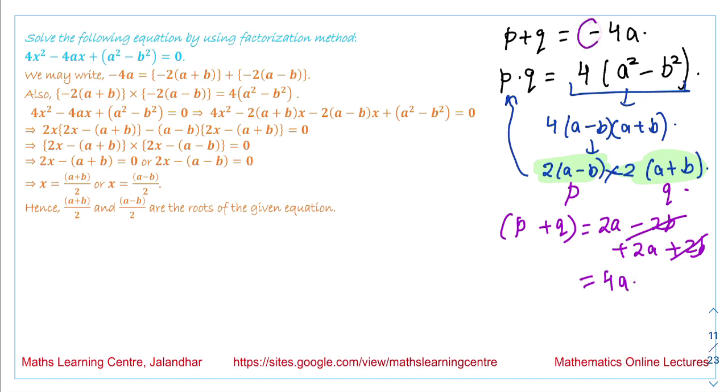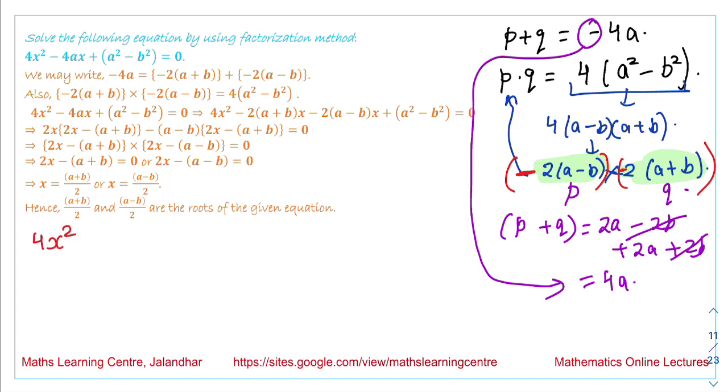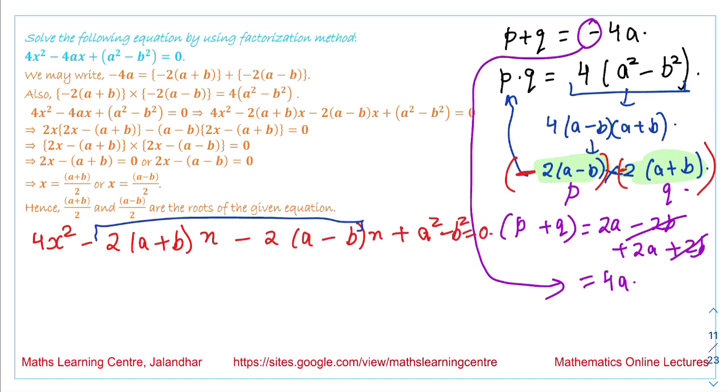The answer we require is minus 4a. It means if I say that these values are minus 2a minus b and minus 2a plus b, then it will satisfy all the conditions. So we write 4x square minus (2a plus b)x minus (2a minus b)x plus a square minus b square equal to 0. These terms we are getting from this condition.